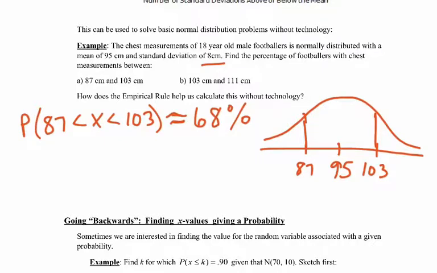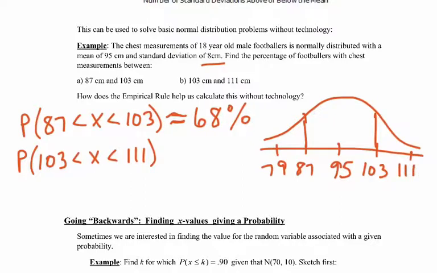How about part B, 103 to 111? So the probability that a randomly selected footballer is between 103 and 111. So let me go back to my graph and let me put another tick mark for 2 standard deviations below the mean. So subtract 8, the standard deviation, from 87. That would give me 79. Above the mean, add another standard deviation. That would get me to 111. So where am I at? So 111 is 2 standard deviations above the mean. 103 is 1 standard deviation above the mean. So I'm looking at this area right in here.